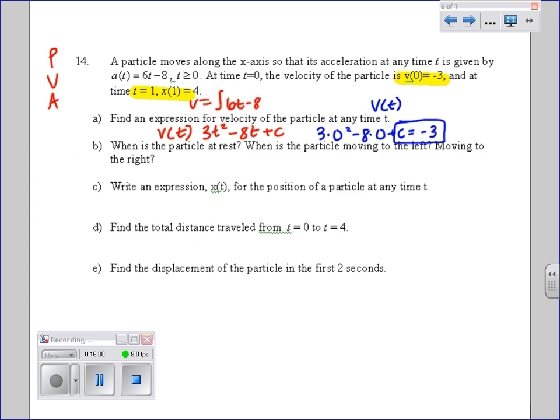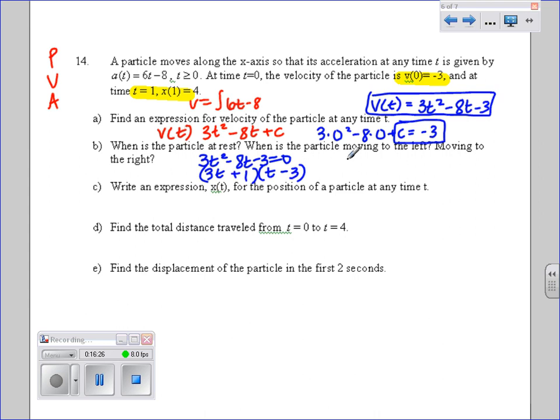So your velocity is 3t squared minus 8t minus 3. Alright, when the particle is at rest, set velocity equal to 0. So we have 3t and t, minus 3 and plus 1. So we get t equals negative 1/3 and 3, but we're going to throw this one out because time has to be greater than 0.